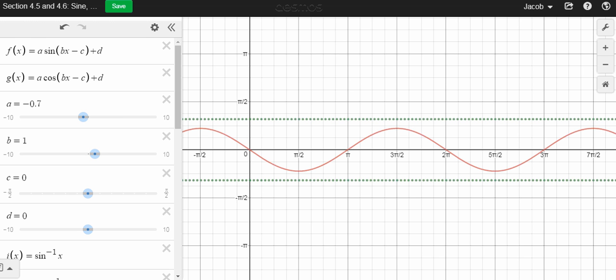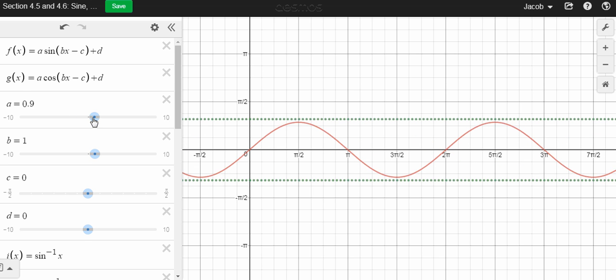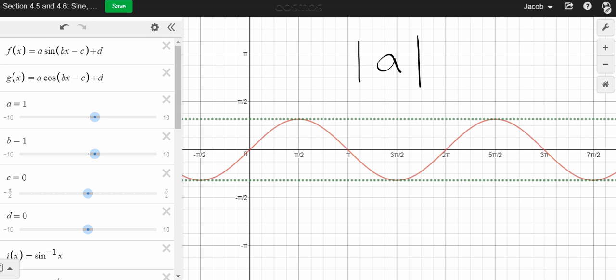Now, we have a special name for the absolute value of A. We got a special name for that. What do we call that? We have a name for that. We call it the amplitude.